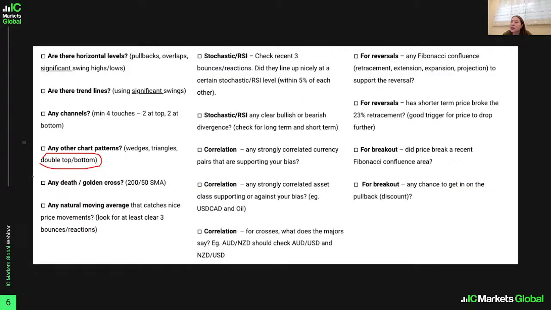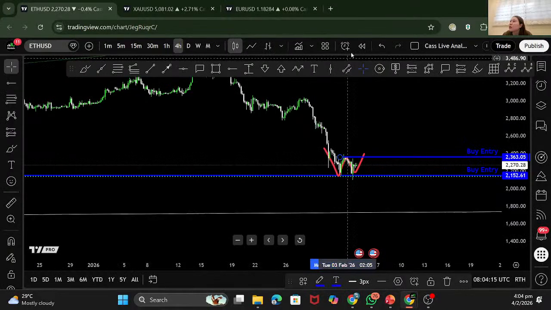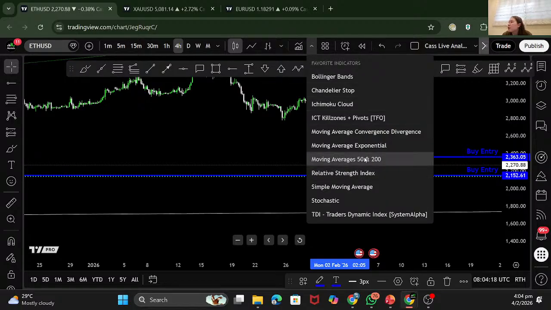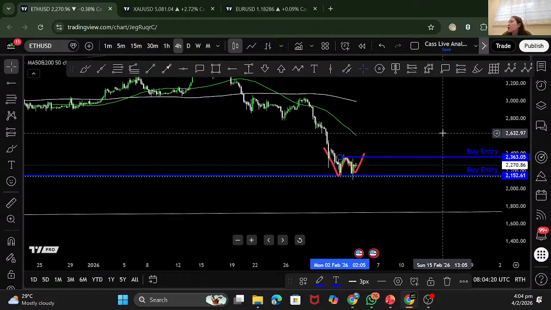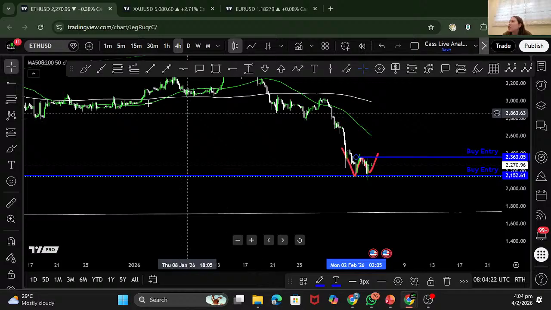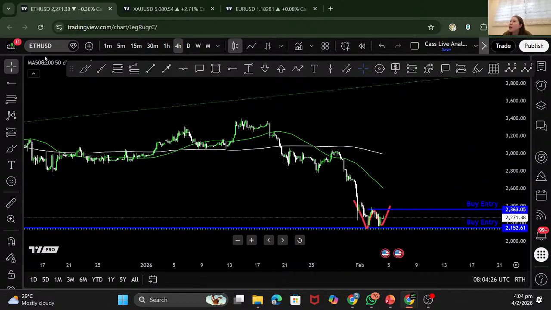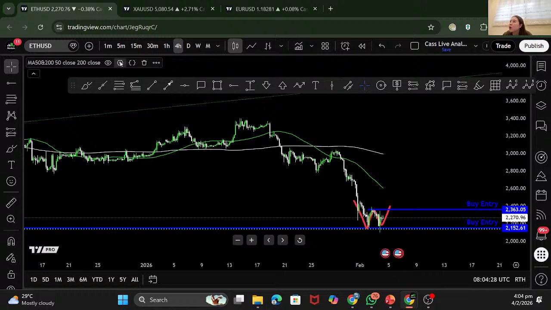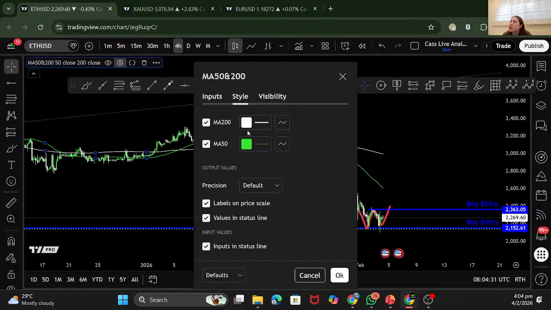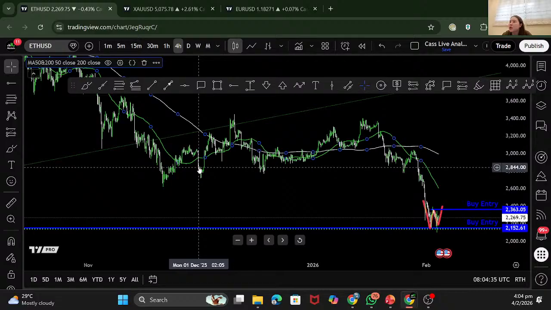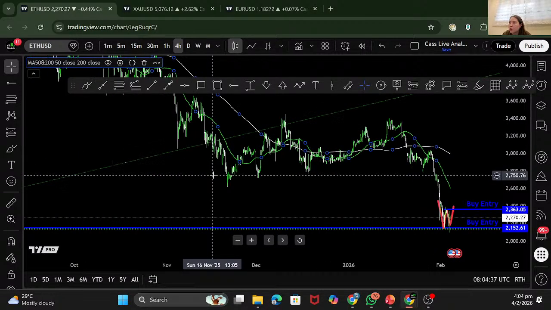Okay, next, any death or golden crosses. Let's see, the 50 and 200 moving average. The 50 and the 200 moving average are showing that price is going down. The green is the 50 moving average, and the white is the 200 moving average. It's very simple how you use this moving average, death or golden cross.